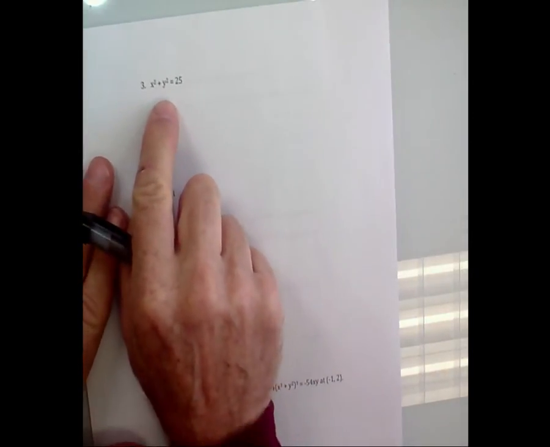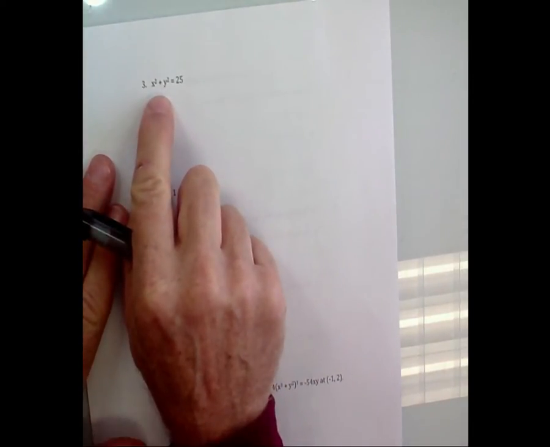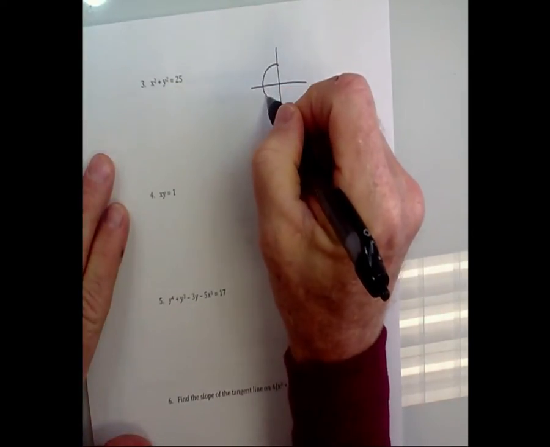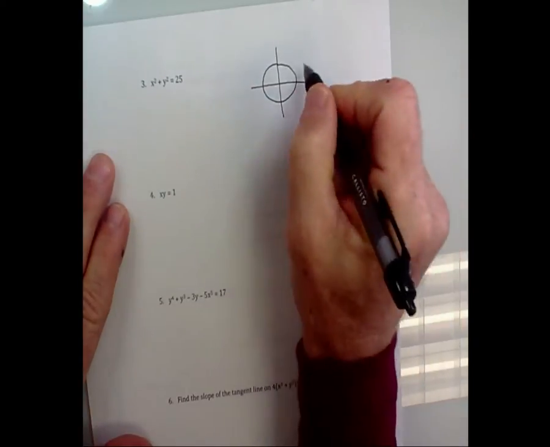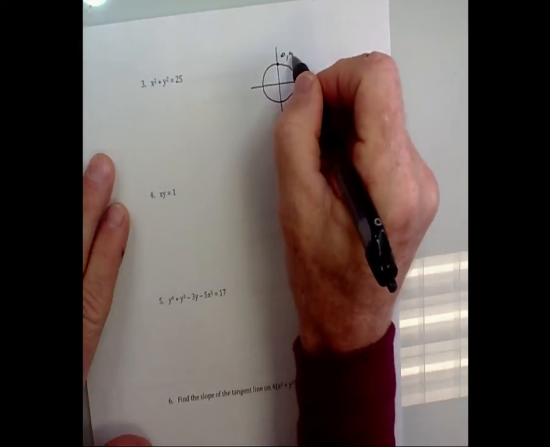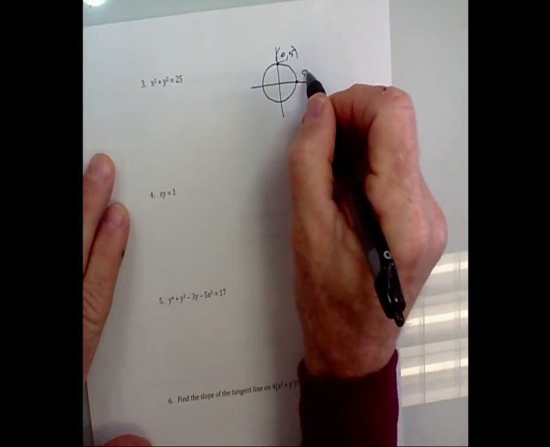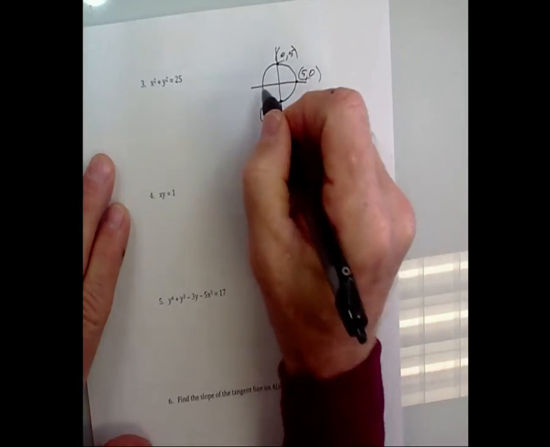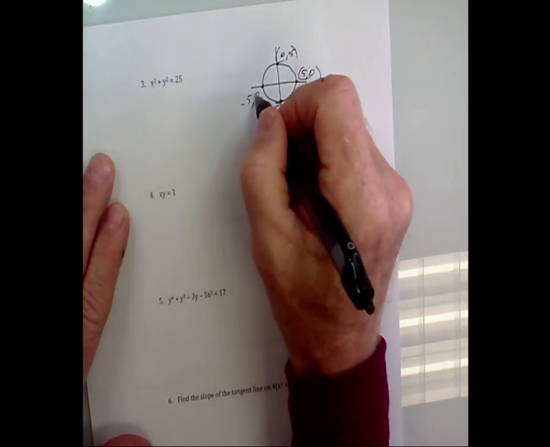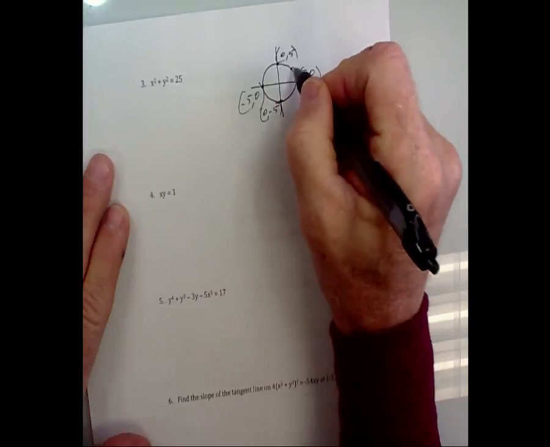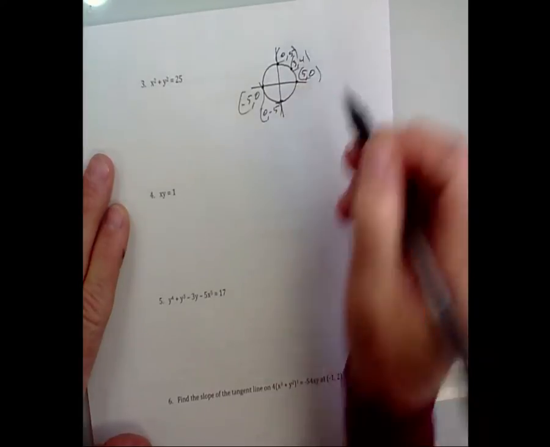Here it is. This is a circle. I have a circle that looks like this. And I have a point here. This point here is 0, 5. This point here is 5, 0. This point here is 0, negative 5. And this is negative 5, 0. You're supposed to know that. That seem reasonable? Then right here I have a point, 3, 4.